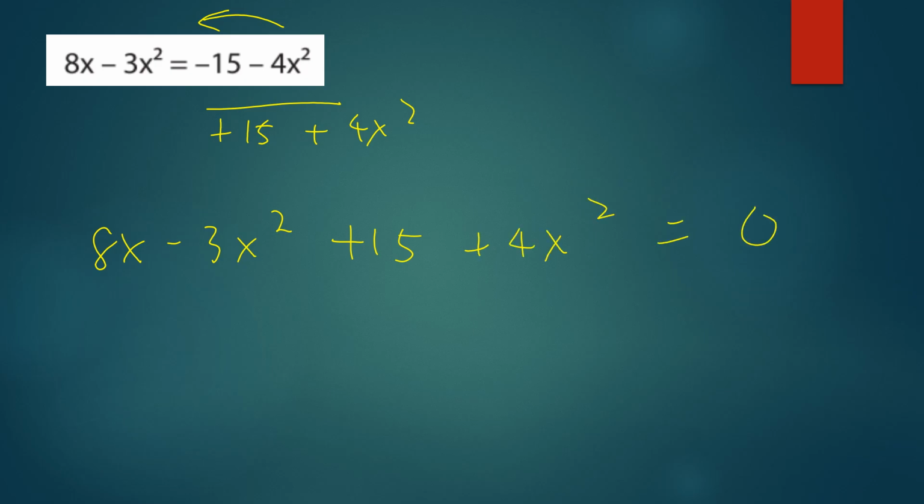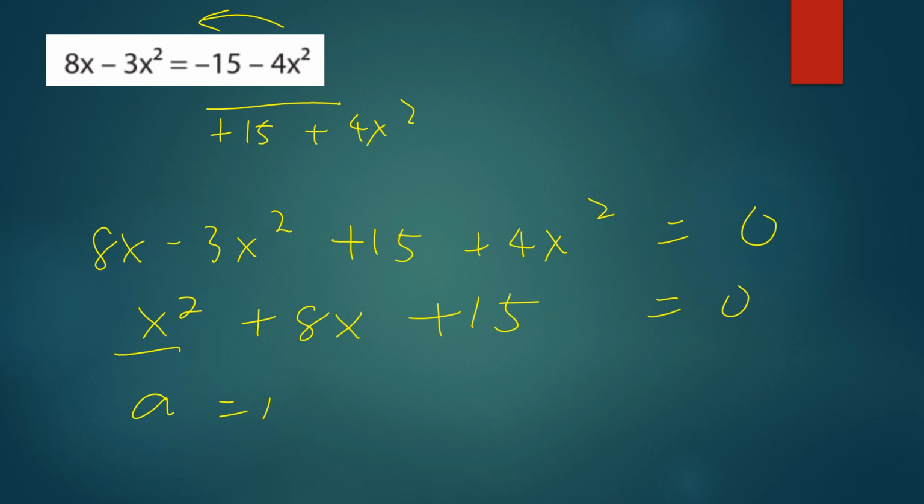And then we combine similar terms here, arranging them in descending power. So we have x squared plus 8x plus 15 equals 0. Our a is 1. The coefficient of this is 1. Then b is equal to 8 and c is equal to 15.